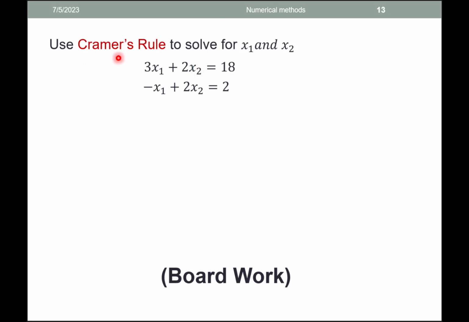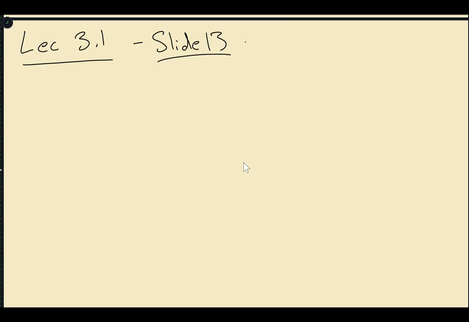So this is the example here. We're going to do a 2 by 2. These are the two equations, and we're going to solve it together. This is lecture 3.1, from slide 13, and this is the Cramer's Rule example.